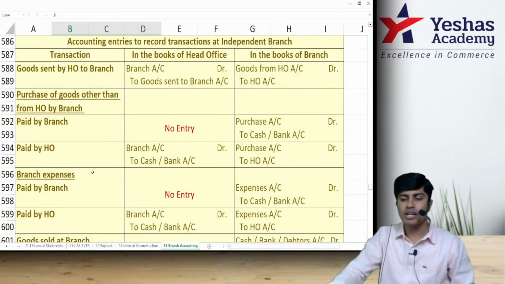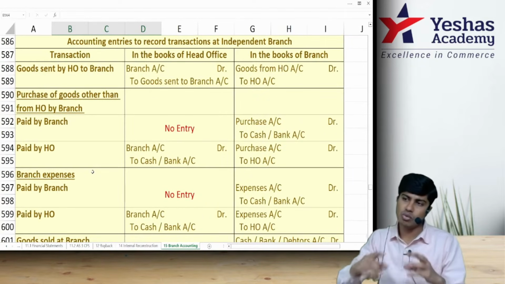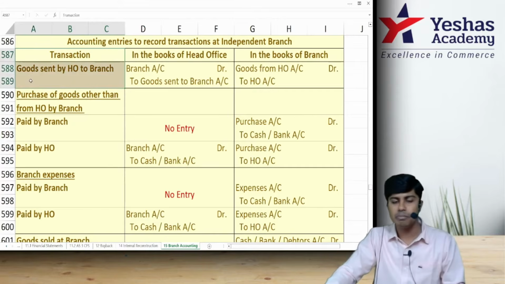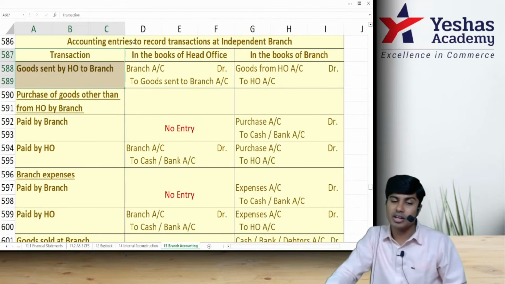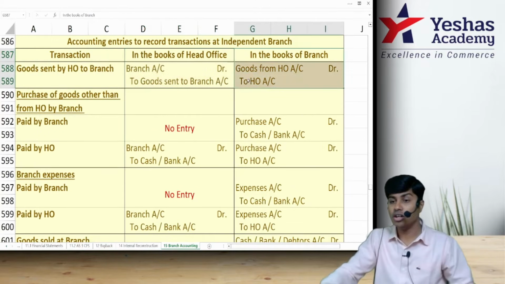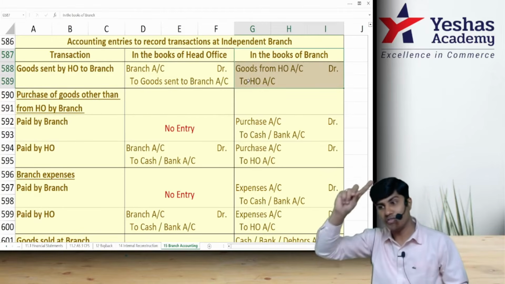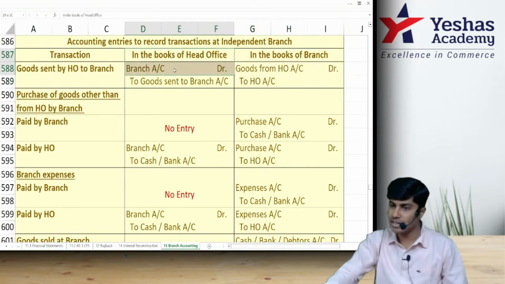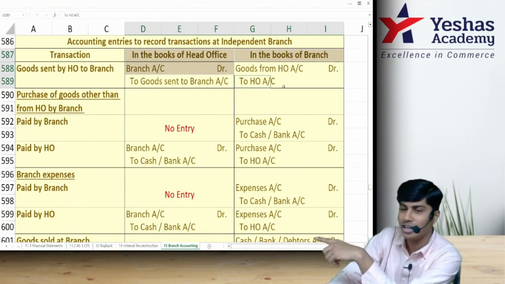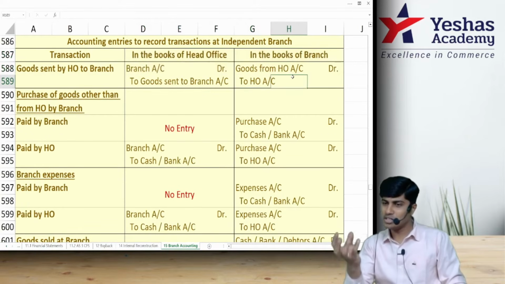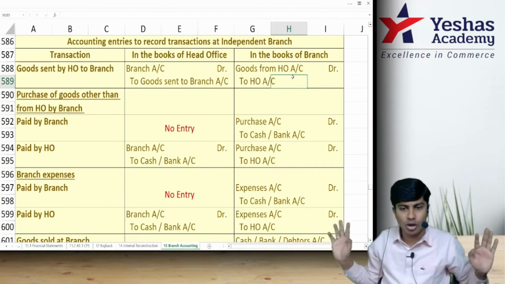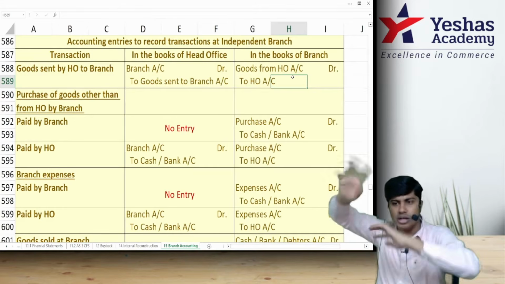So whenever we're doing transactions at the branch, we need to see what is the corresponding entry in the head office books also. For the goods sent by head office to the branch, head office should record the entry: branch account debit to goods sent to branch. Same entry what we discussed in the past. In the branch, we'd have to record goods from head office account debit to head office account. Throughout, in head office books, we'll have branch account. In branch books, we'll have head office account. In the head office, if you have debited branch, in the branch you would have credited head office. At the end of the year, head office account balance in branch books and branch account balance in head office books should match. If they don't, something is wrong. We need to rectify and reconcile, only then we'll do consolidation.